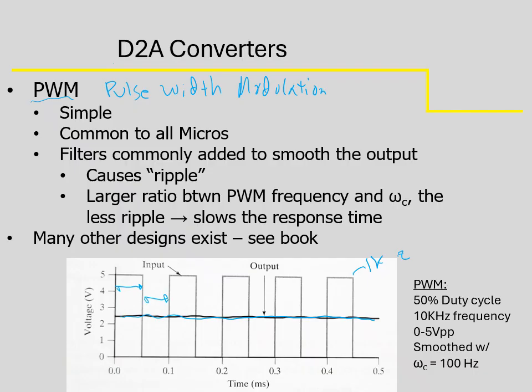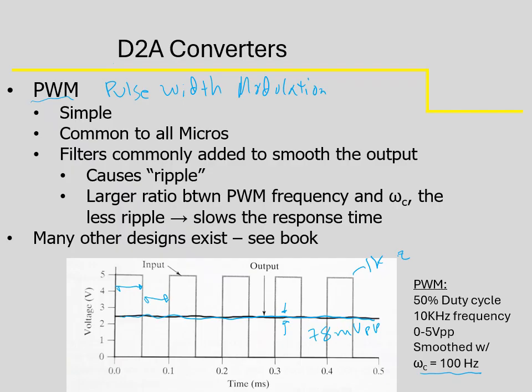It's 0 to 5 volts peak to peak. Now it's been smoothed with a 100 hertz smoothing filter. Even in this example, to our eyes it looks pretty flat, pretty straight, but it still has a 78 millivolt peak to peak ripple going on here. That's like this difference here. And depending on what you're doing, that might be problematic. So a commercial D to A converter will do better than that.